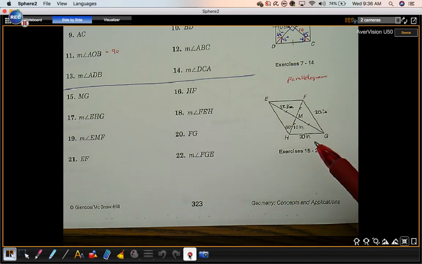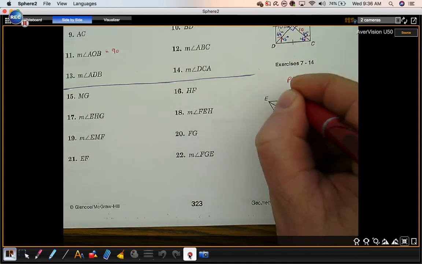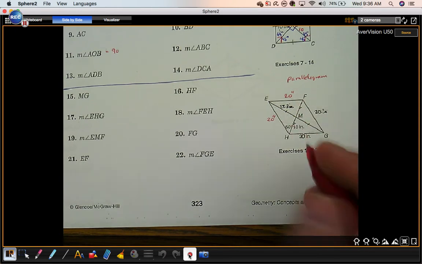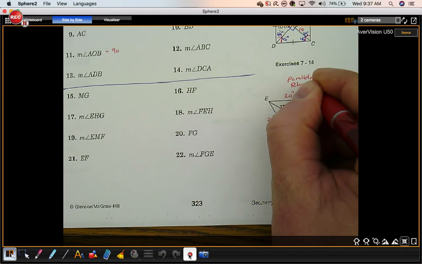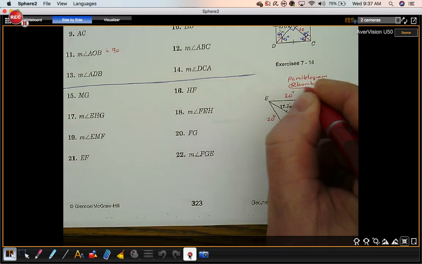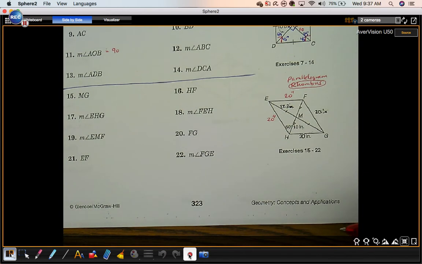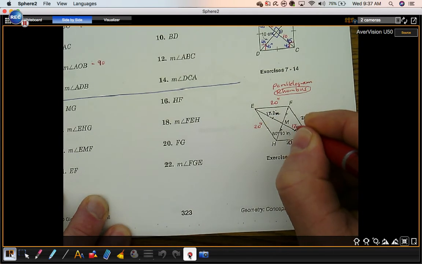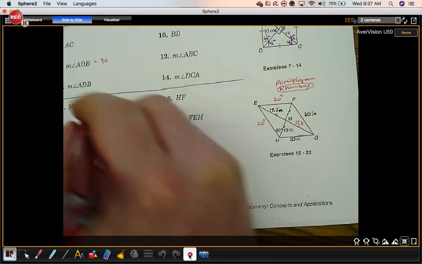But since it's a parallelogram, I know that the bottom is 20, the top is 20, and if the right side's 20, the left side's 20. And we're talking about inches here. So that gives me a parallelogram with 4 congruent sides. That means this is a rhombus. But since it wasn't proven to be a rectangle, you can't call it a square. So rhombus is the best you can do on this one. E to M is 17.3. M to G would be 17.3 as well.